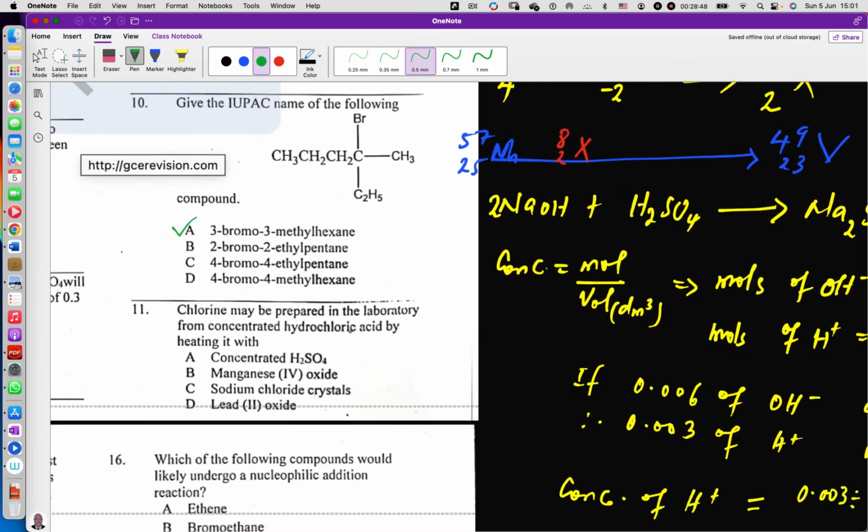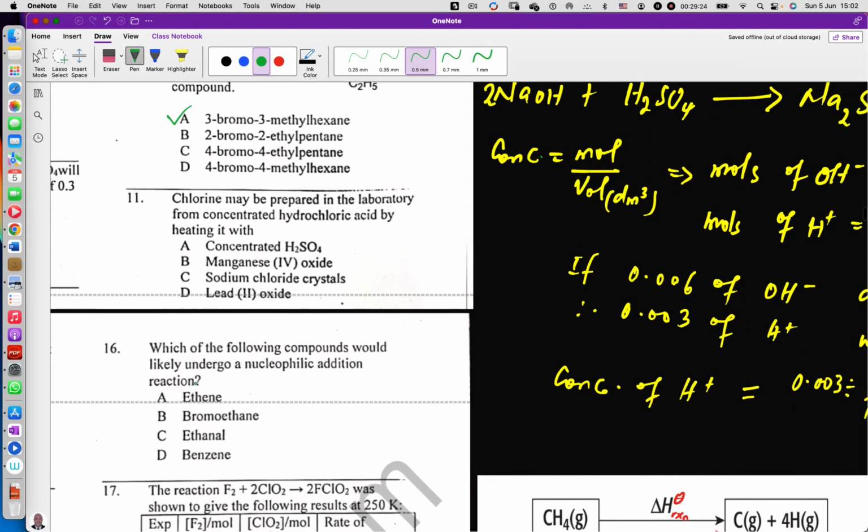Okay. Question number 11. Chlorine may be prepared in the laboratory from concentrated hydrochloric acid by heating it with A, concentrated sulfuric acid? No. B, manganese 4 oxide? Yes. Sodium chloride crystals? No. Lead 2 oxide? No. Our answer is B. Question number 11, our answer is B.